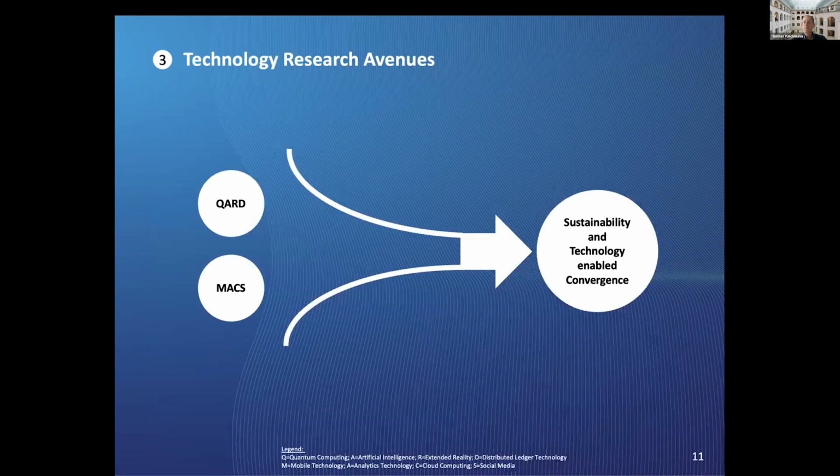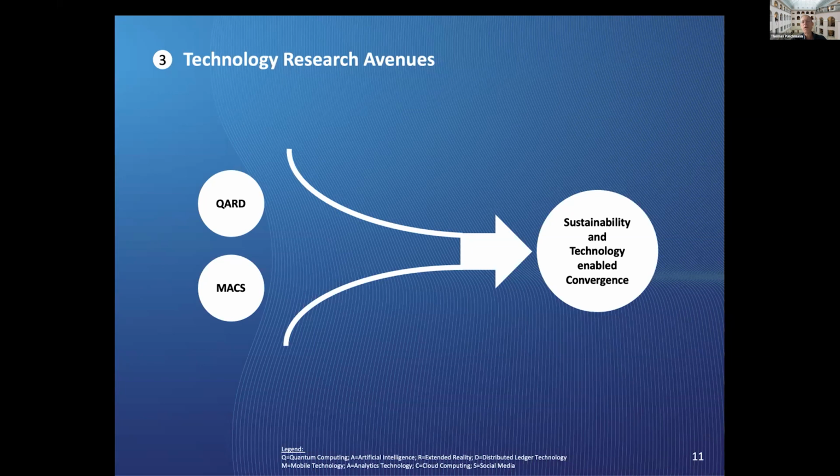Then last but not least, the technology field is also a very important one. And here we can see that technologies have developed over the past years in a tremendous way. I put here two acronyms, the QUART and the MAX. QUART stands for quantum computing for the Q, A for artificial intelligence, R for extended reality, and T for DLT, while MAX stands for mobile, analytics, cloud, and social.